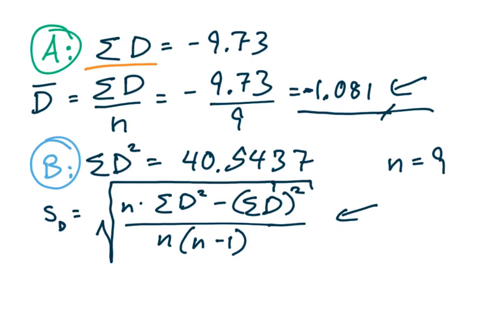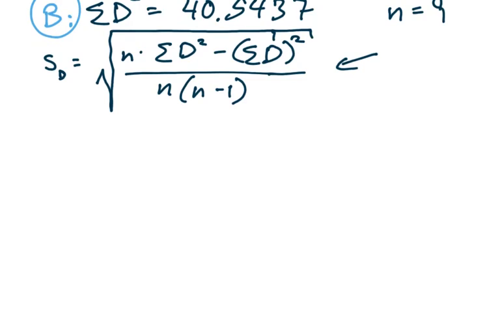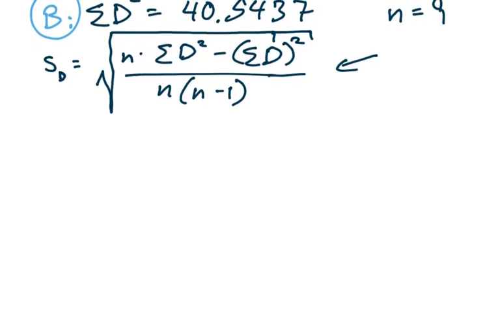So we'll go ahead and substitute in everything in here properly and finish the calculation. So this gives us 9 in place of n. We have the sum of the d squares is 40.5437. Go ahead and put that in parentheses.